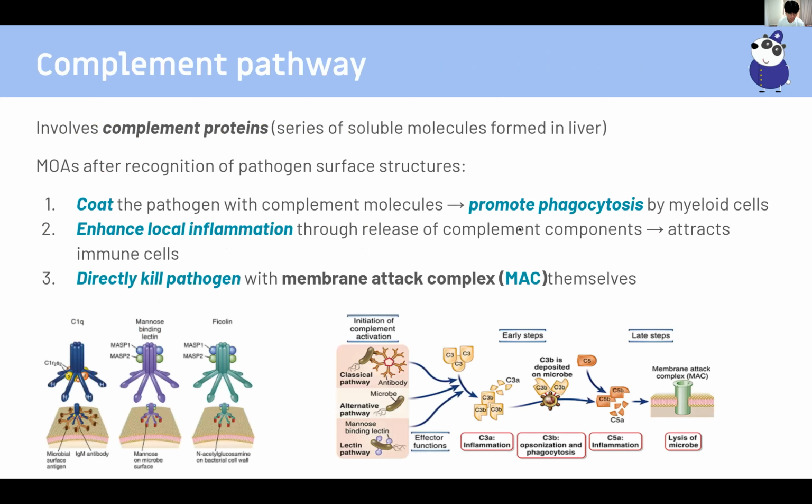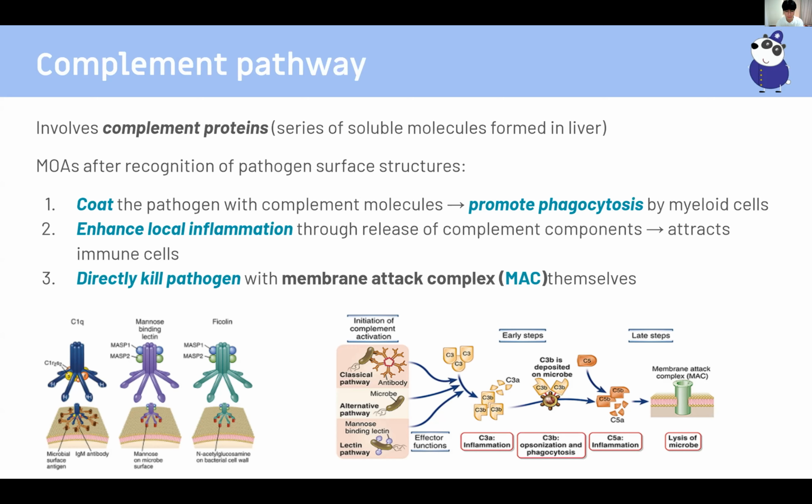Yeah, so the complement pathway. This involves the complement proteins that we were just talking about. And these are formed in the liver. And the mechanism of action, that's what MOA stands for, comes after recognition of pathogen surface structures. So after the complement recognizes the pathogen, it will do one of these three things.